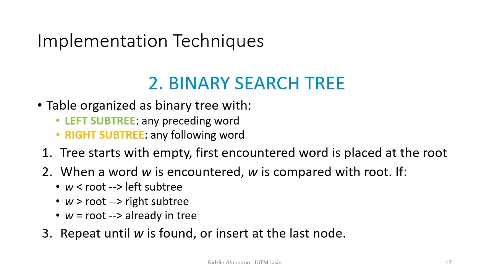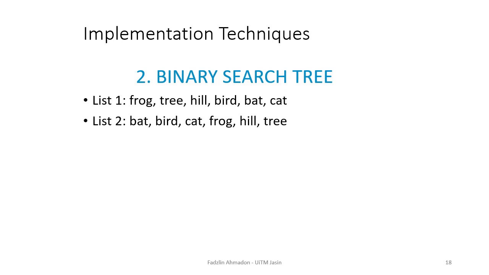Okay, the second technique to build tables is called binary search tree. In a binary search tree, the table is organized as a binary tree, where the left subtree is the preceding word and the right subtree is the following word. So we start with an empty tree, and the first encountered word will be placed at the root. When a word W is encountered, W will be compared with the root. If W is lesser than the root, we place it at the left subtree. But if W is bigger than the root, we place it at the right subtree. If W is the root, it means it is already in the tree. So we repeat until W is found, or we insert at the last node. So this is how the tree is constructed.